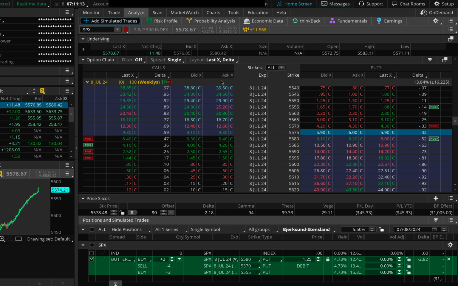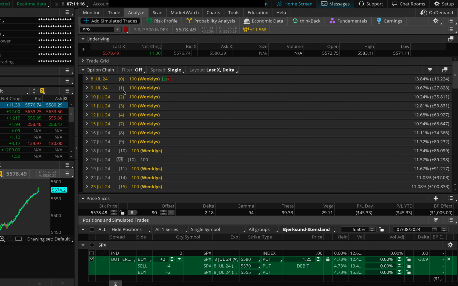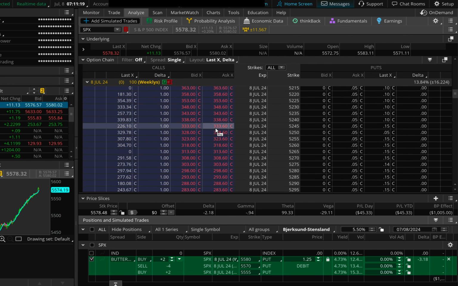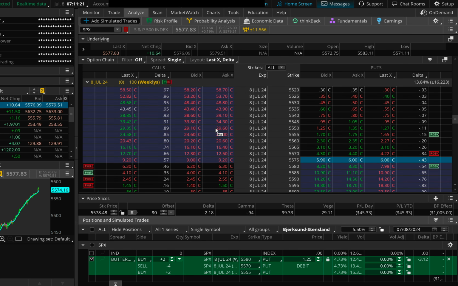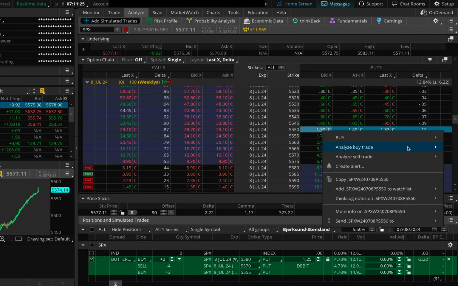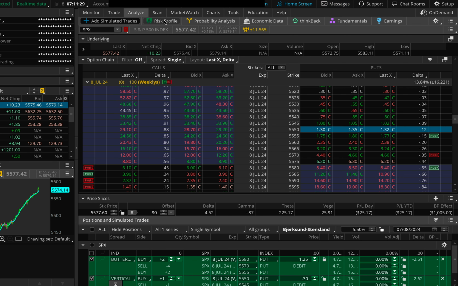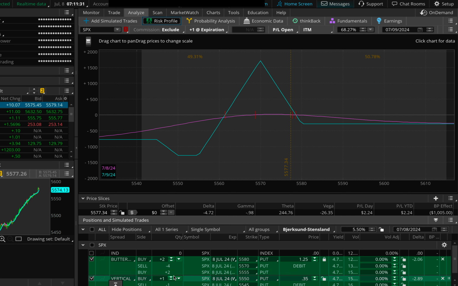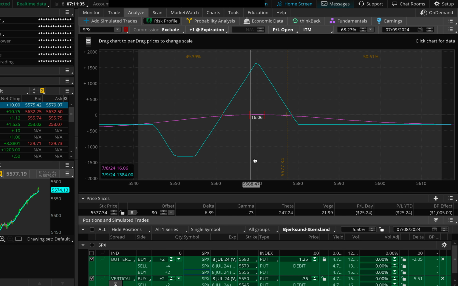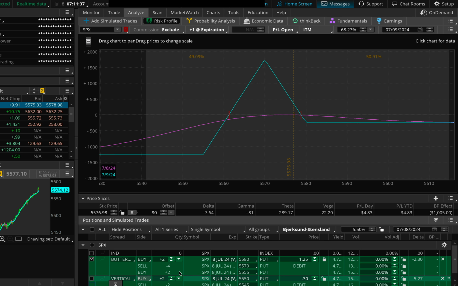I'm going to put on one of these little wings, the Jimi Hendrix, but I'm only going to do it on one side. So I'm going to do it on the put side. I'm going to come down to this strike, say analyze by trade, then say vertical. I'm going to do 2 of these. So here it is without.